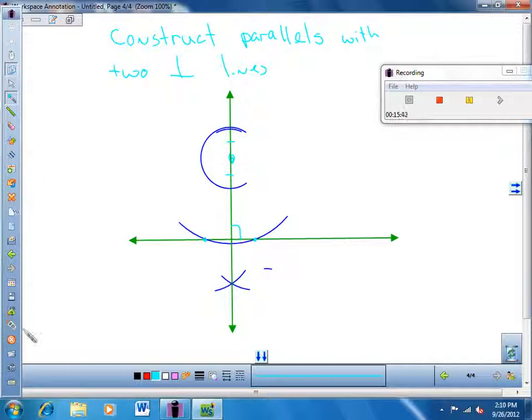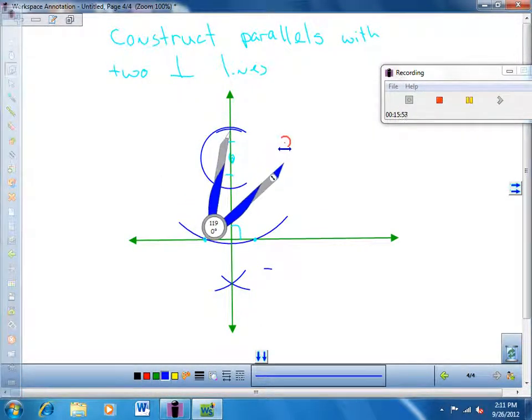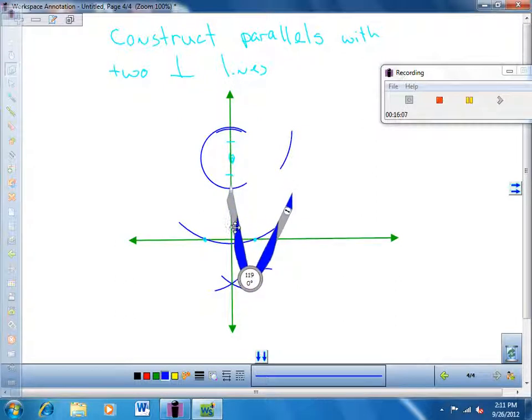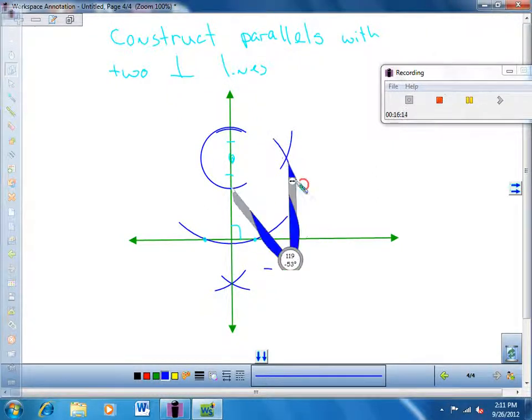Okay? I'm going to take my compass one more time. I'm going to put the point where that intersects, over there. And I'm going to come over here and make an arc out here somewhere. Doesn't matter exactly where, as long as it's somewhere around the middle. And I keep that same setting. I'll move down to here, and I'm going to cross that arc. Right there. That's what it is.